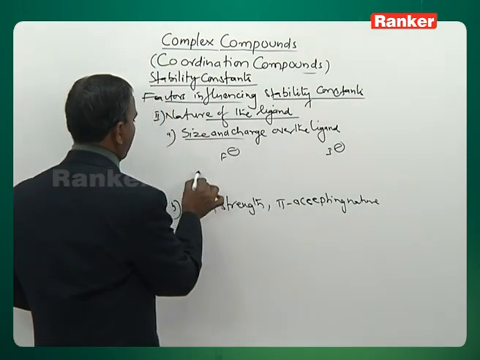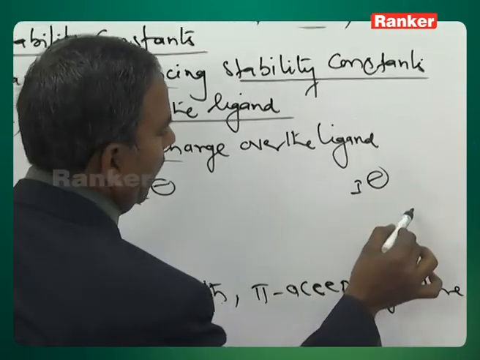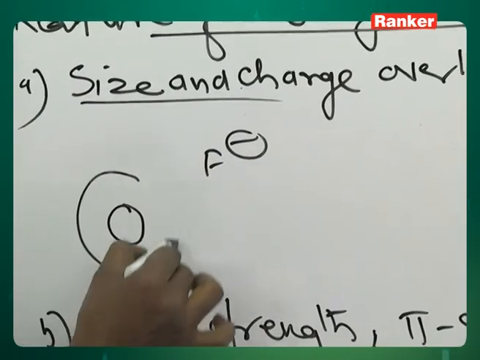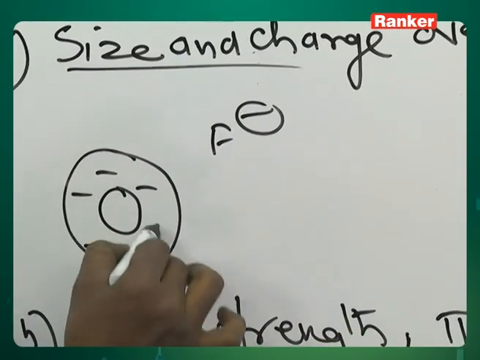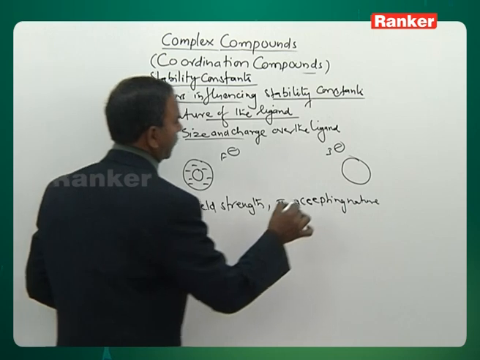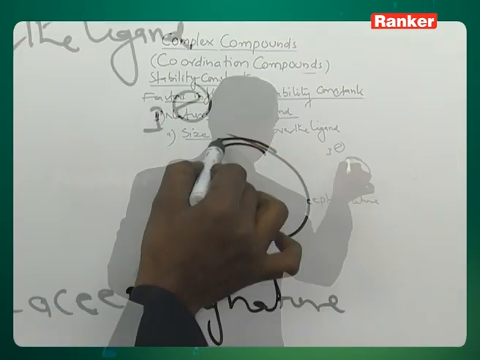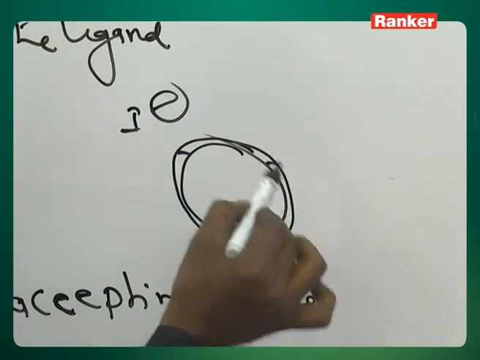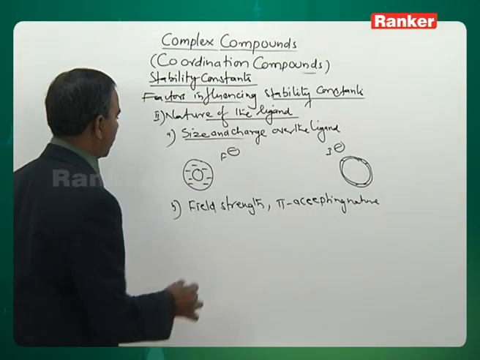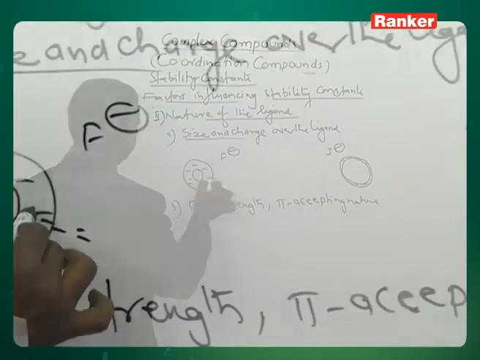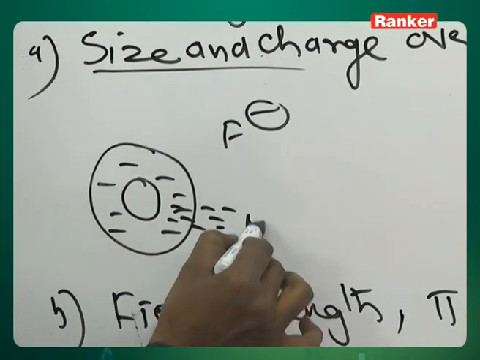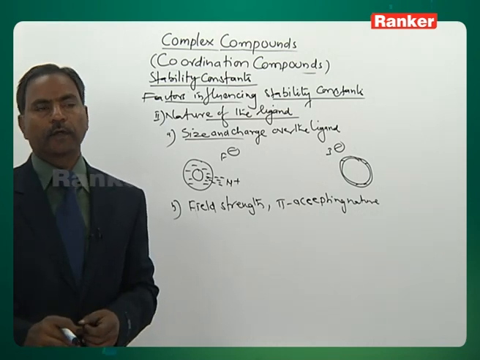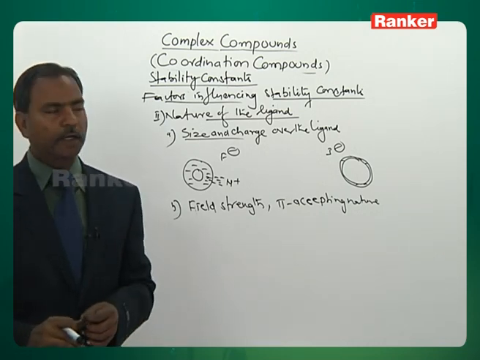See, smaller fluoride, bigger iodide. Take fluoride. It is smaller, so the negative charge density will be very thick, and here the negative charge density will be thin. This is thin negative charge density. Then it can show greater electrostatic force on the metal cation, and the strength of the bond will be high.